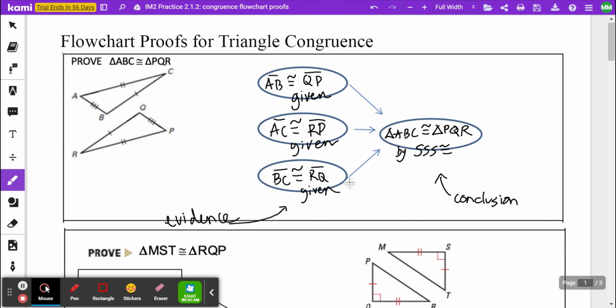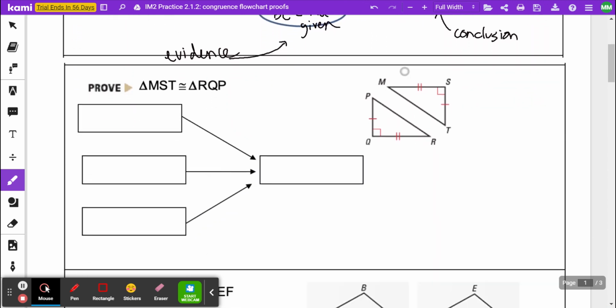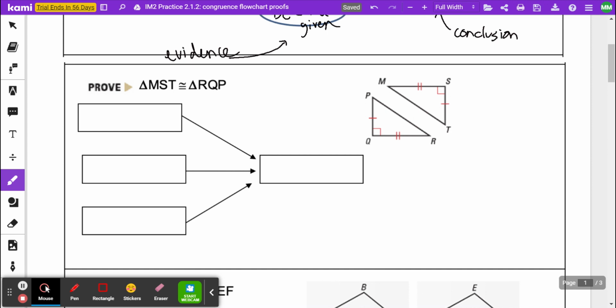This one was pretty straightforward. That's all there is to it. We're done. Sometimes I like to draw a little square and color it in to signify the fact that we are done. Okay, now we'll prove triangle MST is congruent to triangle RQP. Let's see what we're working with.